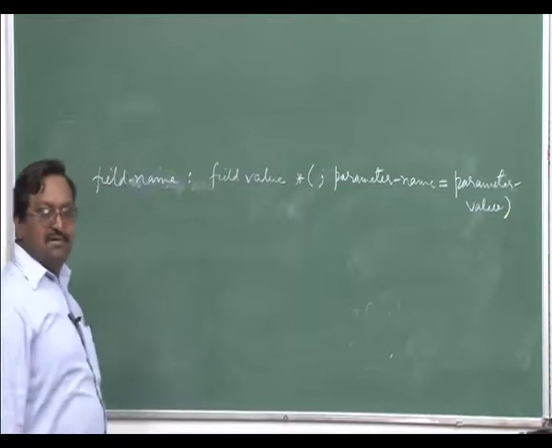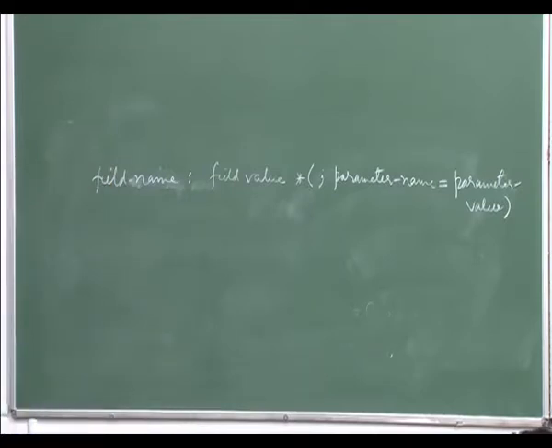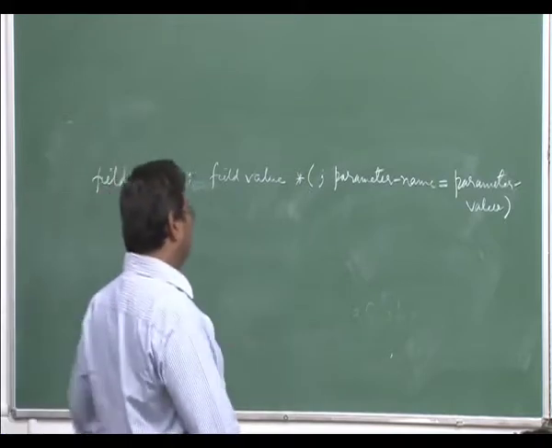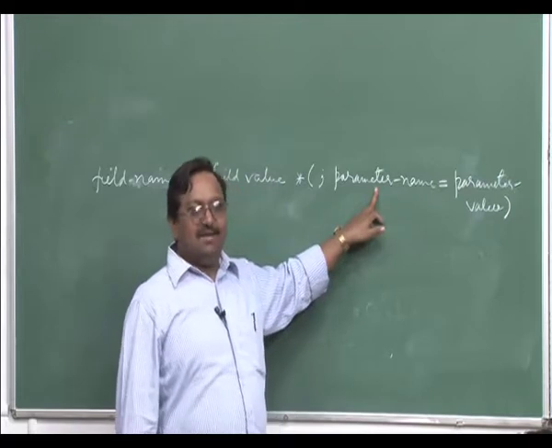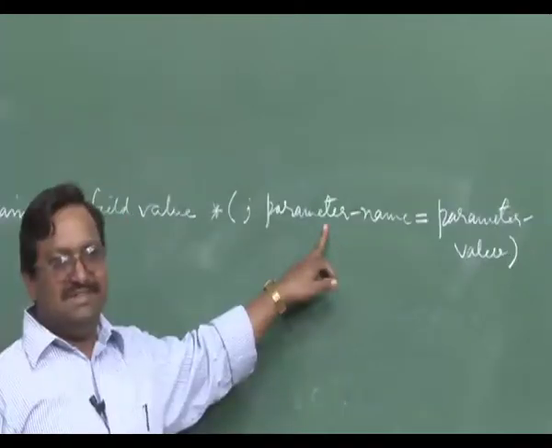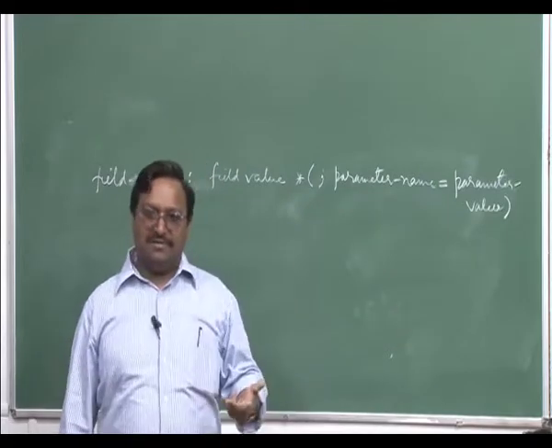Can't one field have more than one parameter value? They can have more than one parameter value. It is permitted, that is why the star is put. But the same parameter name cannot be used more than once. A parameter name cannot exist more than once, it cannot be repeated.